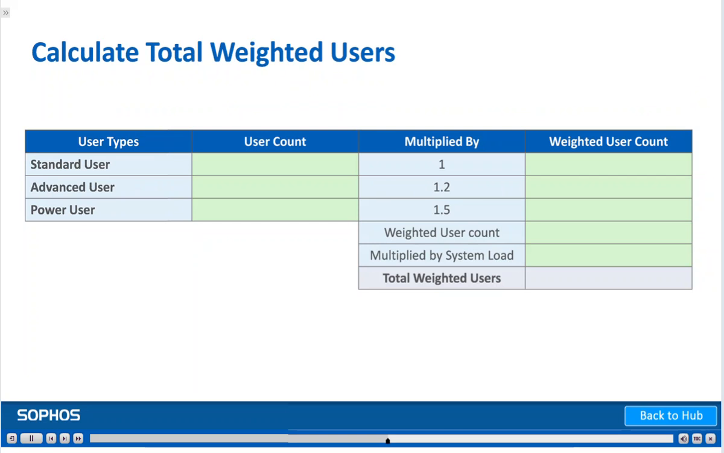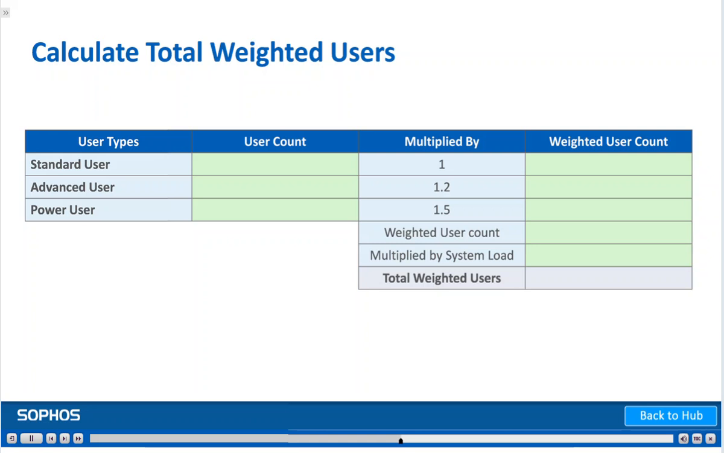Use this table to calculate your weighted users. Enter the user counts in the table and then multiply them with the indicated factor. This gives you the weighted user count. Identify the system load number and enter it into the multiplied by system load. Let's take a look at an example.